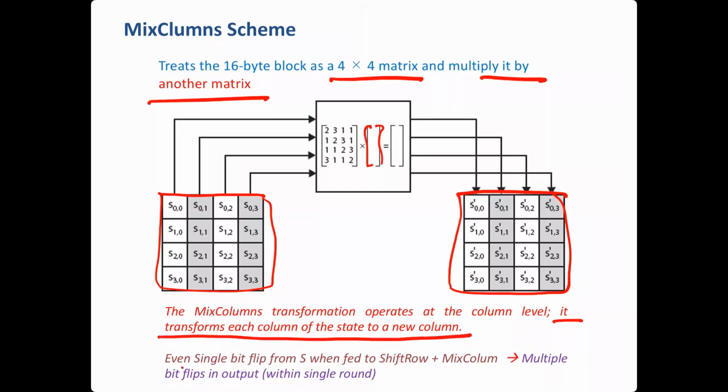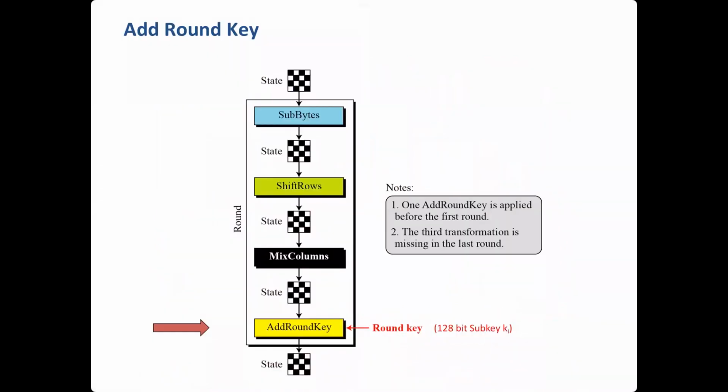So basically a single bit flip from S when fed to shift row and mix column, this is mix column, earlier was shift row, then it results in multiple bit flips in the output within a single round. Now you do this for 9 times.